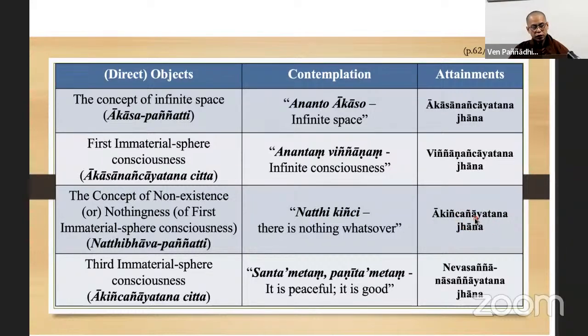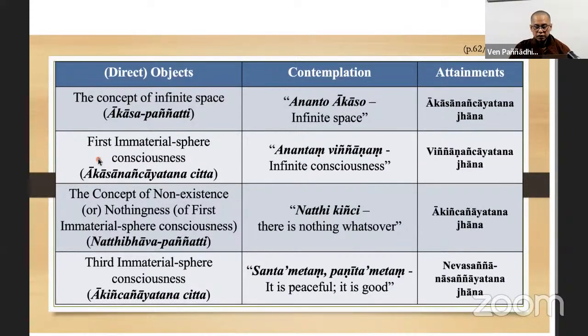Okay, after the attainment of the third Arūpāvacara, he still continued to practice. Then the object is the third immaterial sphere consciousness, here you see, Ākiñcaññāyatana citta. So the second jhana also focuses on the first jhana, the fourth jhana focuses on the third jhana. And this focusing on the third jhana, whose object is Natthi kiñci, the concept. Because the object is the concept of nothingness, it comes to a very smooth level.